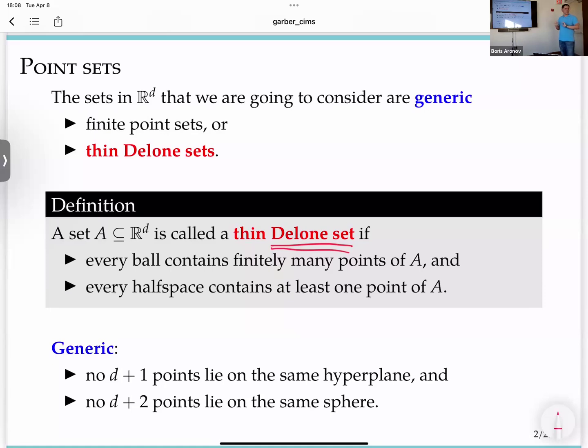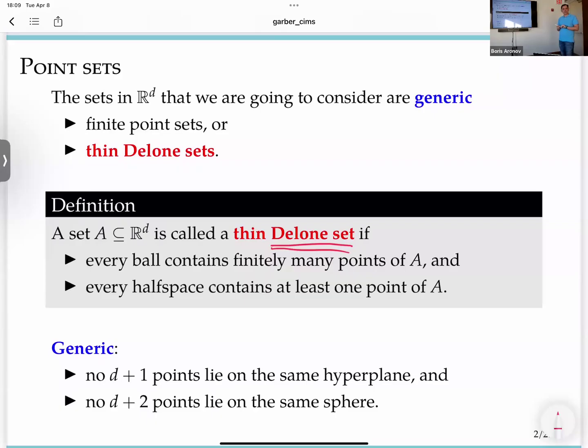Just to make sure I understand, this is for balls of every radius? Every radius. So this immediately forces arbitrarily large distances, no? No. Finitely many pairs of points can be, yeah. Okay. Yeah, finitely many. The best example of a set that's not going to work for me is, for example, the set of points with integer coordinates. Every ball contains finitely many points, and there are no empty half spaces. But it doesn't work for me because I want my sets to be generic.